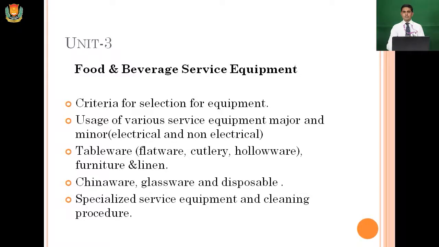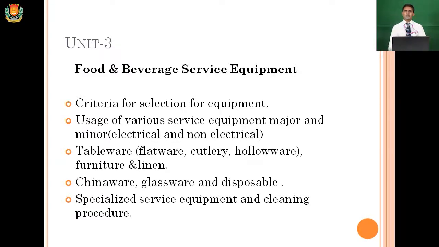Then in unit third we learn the food and beverage service equipment. So I'll just revise again from unit first. Unit first, what are we going to cover? We are going to cover the role of the catering industry in tourism. In unit first, what did we learn?